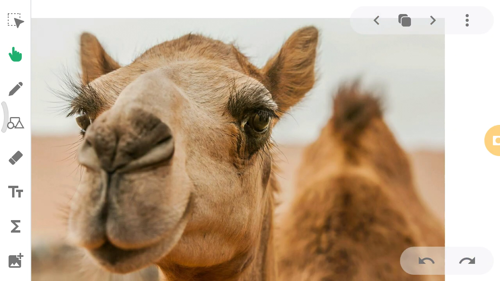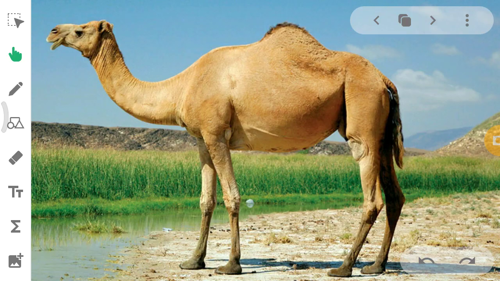The body structure of camel helps it to survive in desert conditions. So what are those conditions? That is hot air, hot sand, and very hot and humid climate. Now camels have very long legs. Why do they have very long legs? To help them keep their bodies away from the heat of the sand.